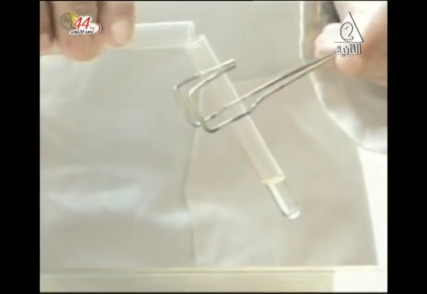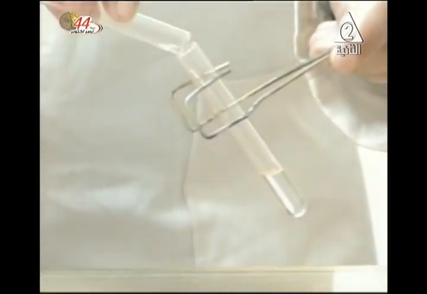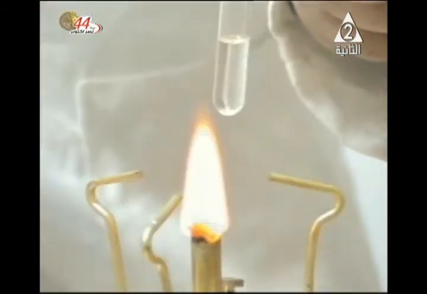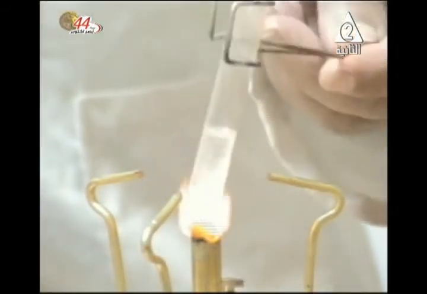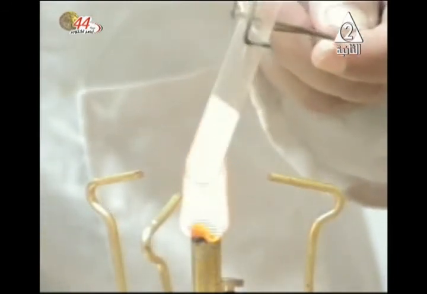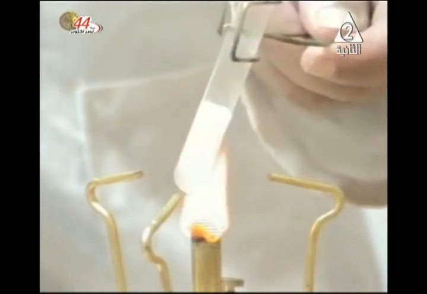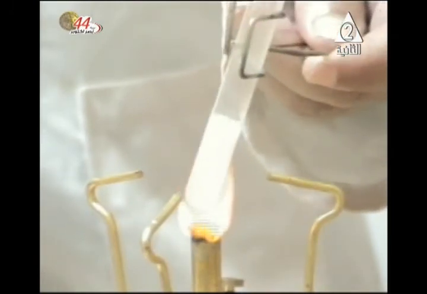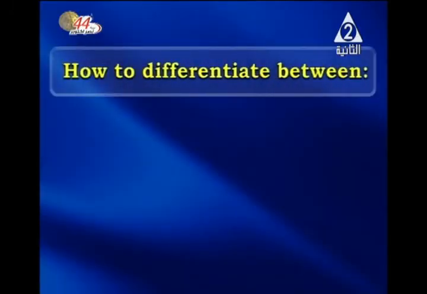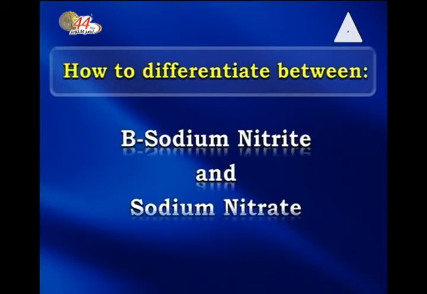Here is a solution of carbonate, and adding magnesium sulfate, white precipitate is formed in the cold. Here, my dear student, if we use another solution and add magnesium sulfate solution over it, it doesn't form white precipitate. But on heating, it gives white precipitate, so it is bicarbonate salt. My dear student, another question: how to differentiate sodium nitrite and sodium nitrate.